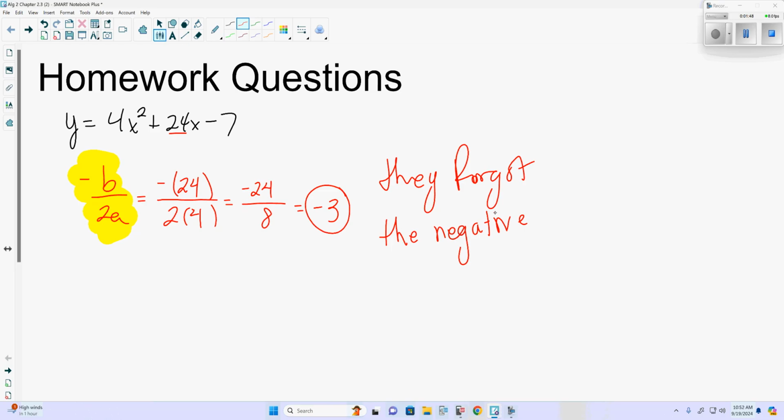So we need both parts. We need the correction of the error, or saying what they got wrong, and the correct answer. So the correct answer is negative 3. They forgot the negative in the formula. They forgot the negative. That's what I'm looking for. Questions on this here? We good?